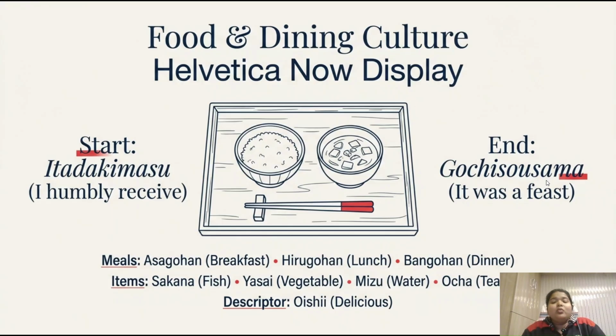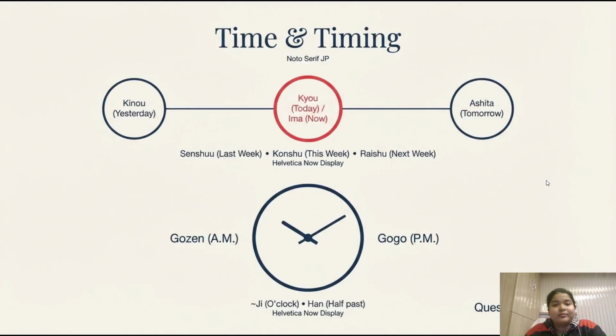And let's say you have had your meals, you have had certain items from the list above, and you really liked it. What are you going to call it? I've just said in the previous slide, right? We're going to call it oishi. Let's move on to the next one.